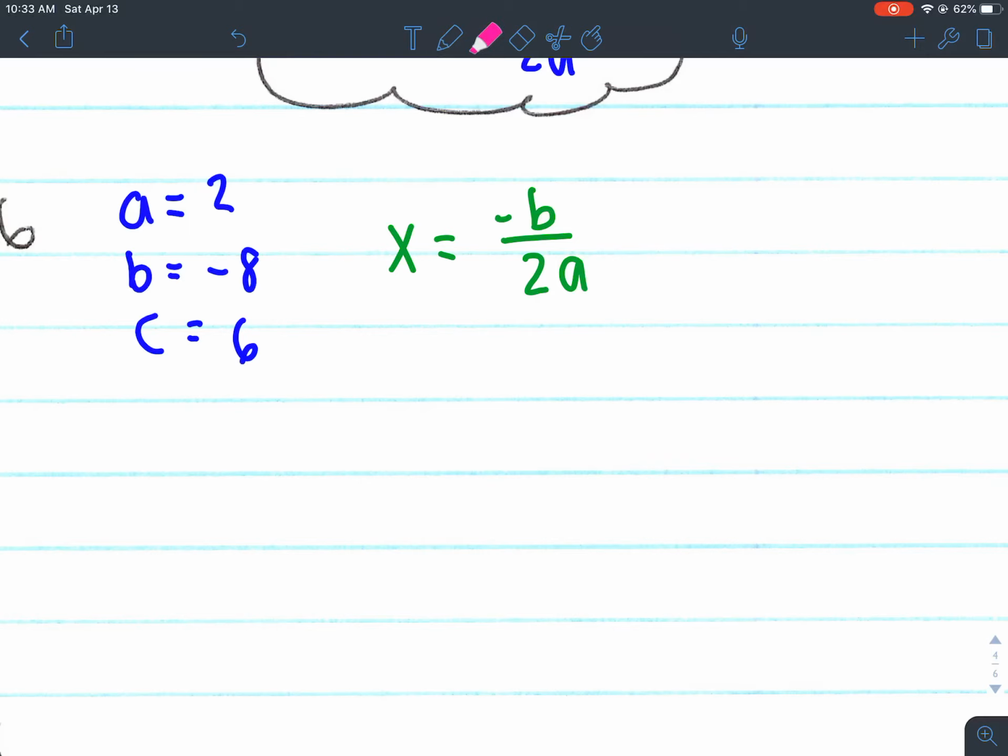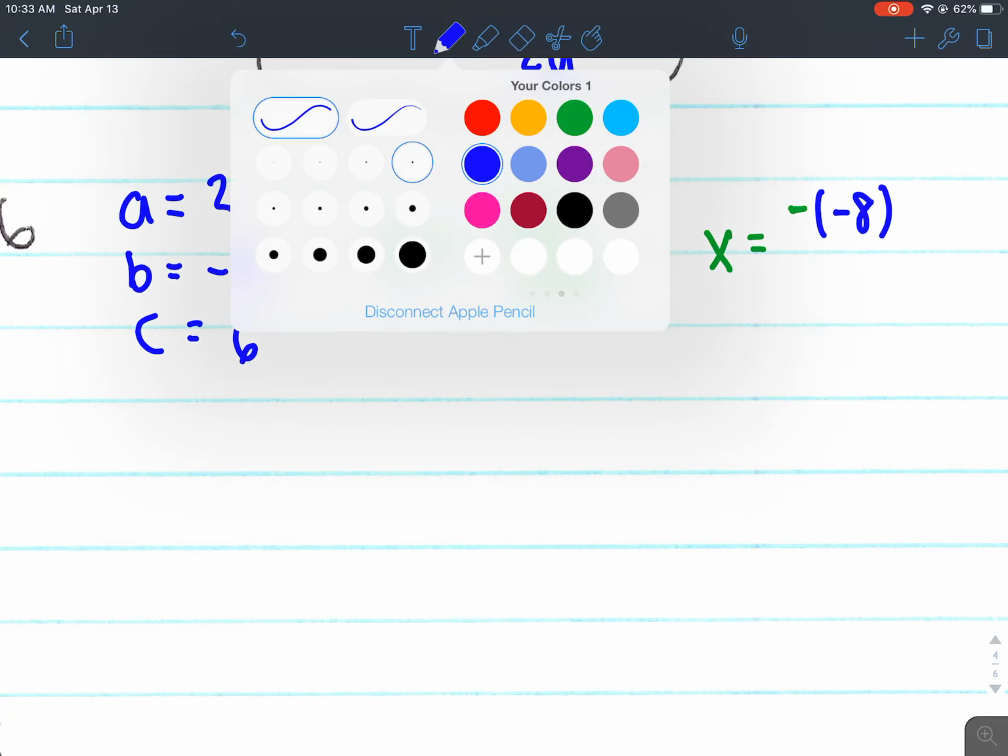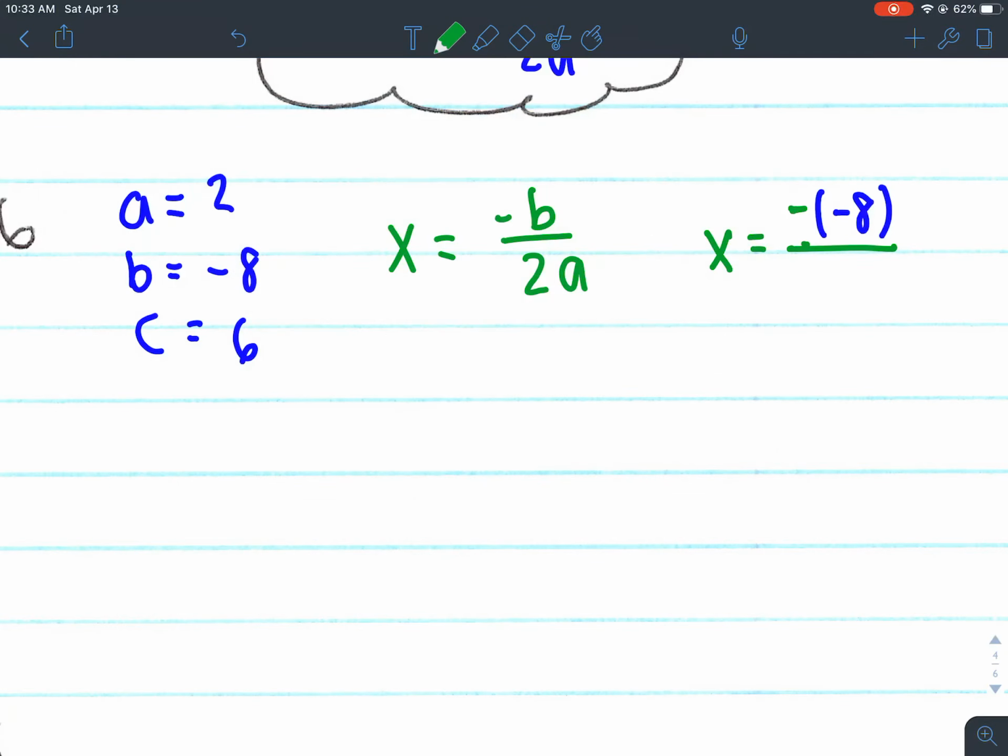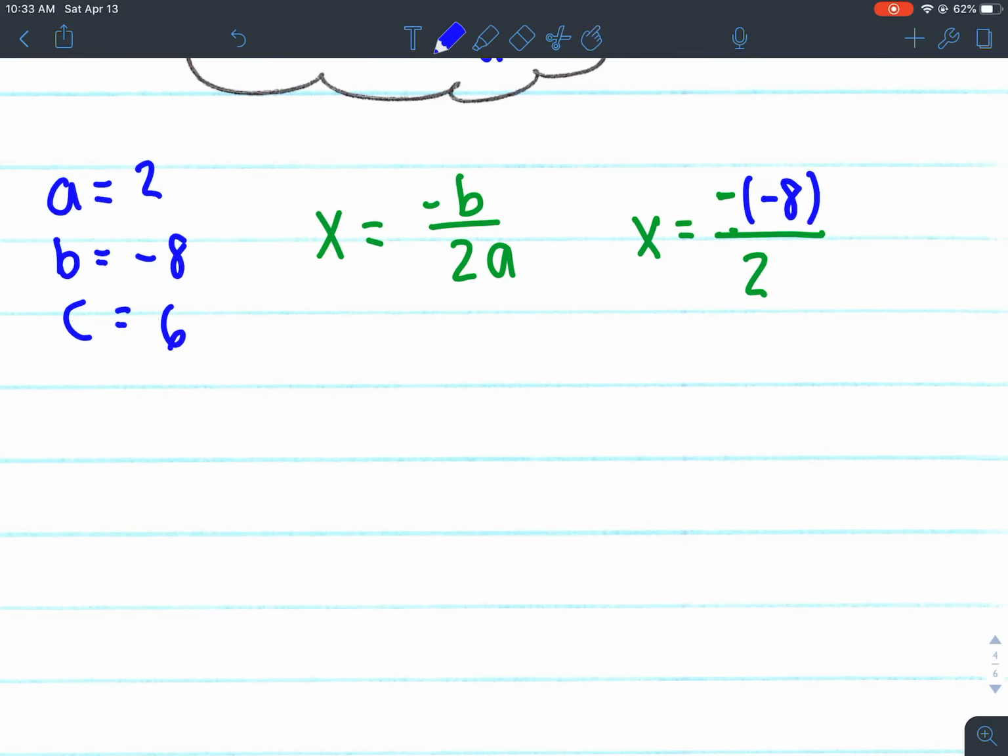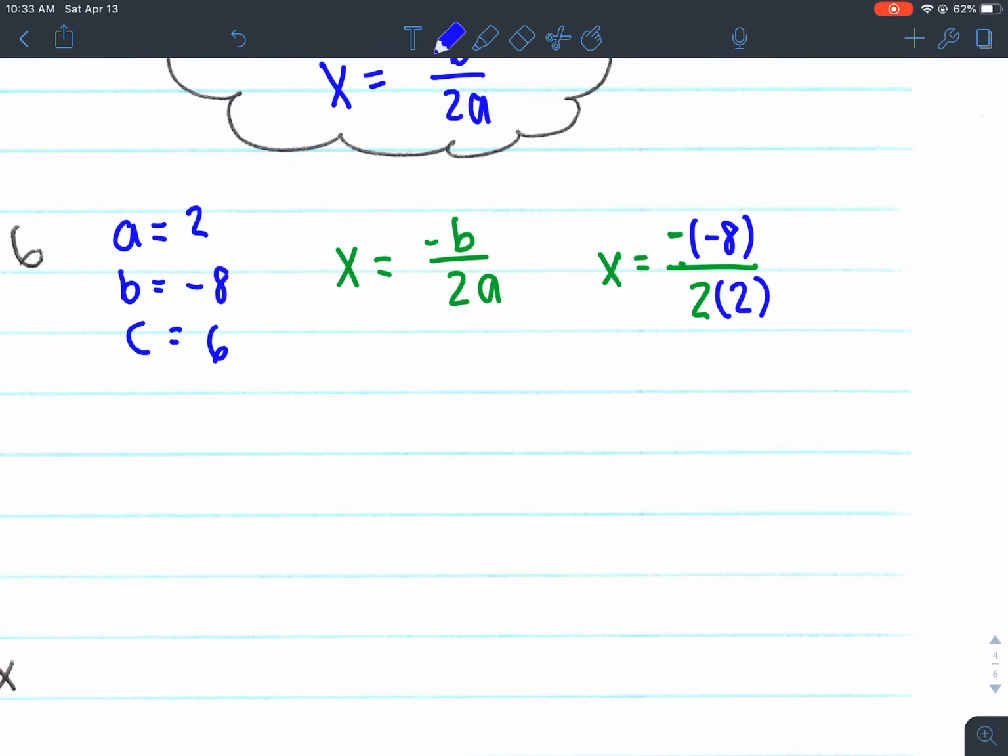I want you to be careful because there's already a negative sign with this. So it'll be like a double negative. So you'll have x equals negative, your b value is going to be -8, divided by 2 times, anytime you plug in a number, I want you to plug it in parentheses. It will help you and you will not screw up as much. Your a value is 2 here.